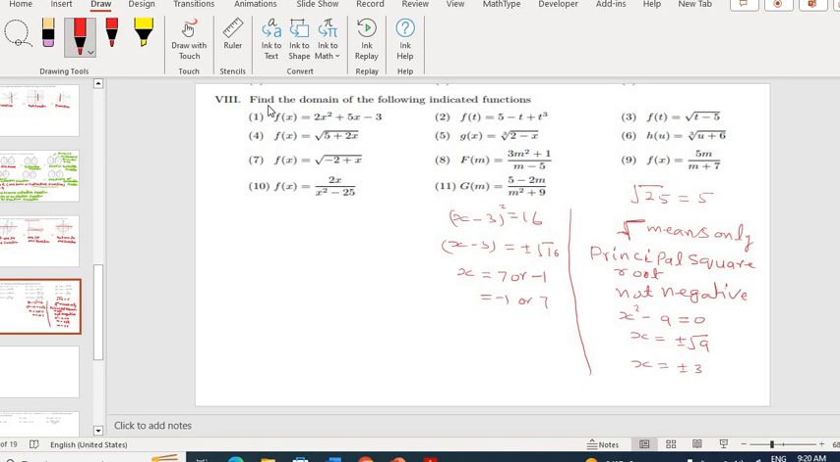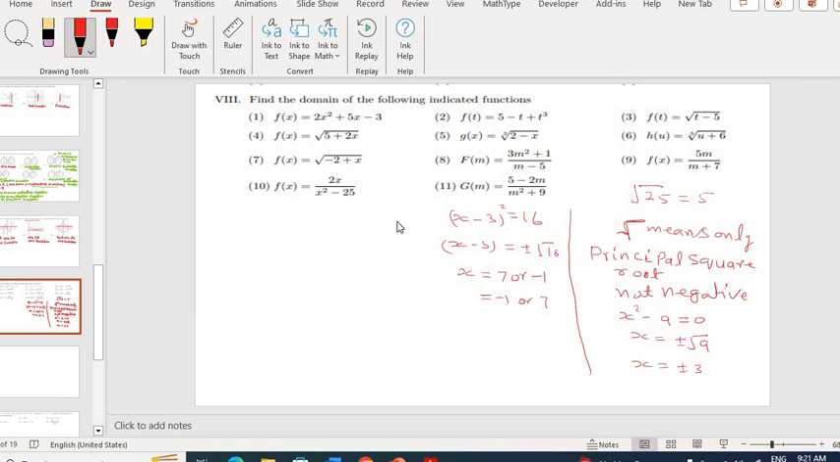So before we go to write the domain, I just want to tell you what is the meaning of domain. If you search in Google, there are so many definitions given. I'm not writing them here because I don't have space, so I'm just going to tell you what the domain is.